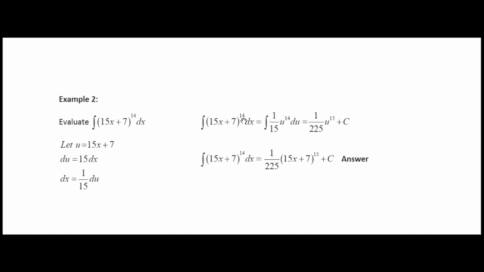So here we rewrite the problem, and in the place of 15x plus 7, we're going to put u. And in the place of dx 1/15 du, we integrate by adding 1, that makes it a 15. Divide by 15. But we've already got a 15 in the denominator, so 15 times 15 is 225. And so now plug back in, and there is our answer. Again, check it if you need to.